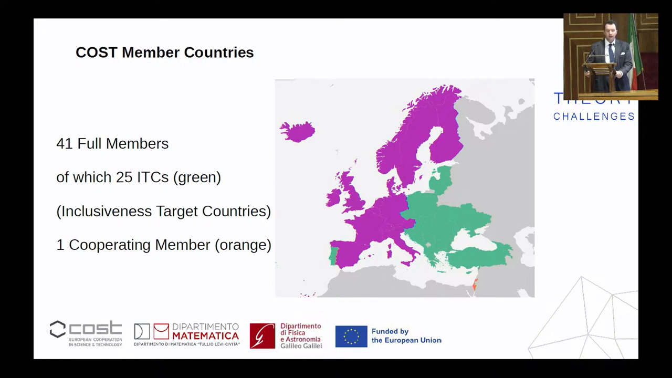There are 41 of them. And then there is one, Israel, in orange, which is a cooperating member and a slightly different status. In practice, the big distinction is between the countries in purple and the ones in green, because COST finds it particularly important to promote science in the countries that are marked in green, which are called inclusiveness target countries, that according to some metrics have a little bit more to gain from being included into international and transsectorial activities.